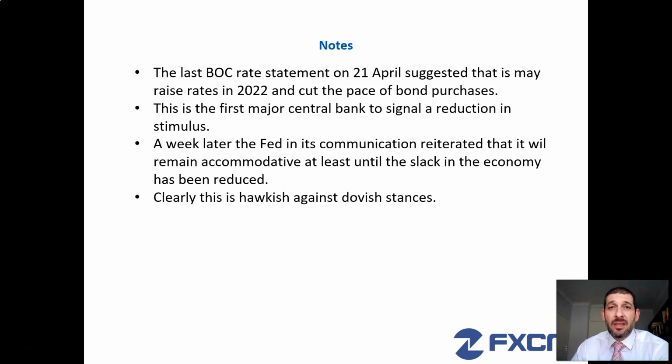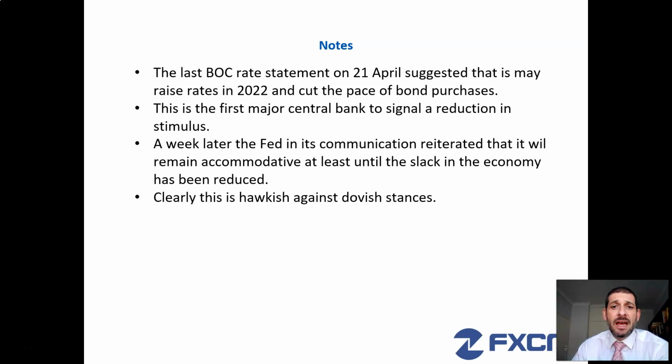Now, a week later, the Fed's communication was really the opposite. The Fed is going to remain accommodative, at least until the slack in the economy has been reduced. So clearly we see a hawkish central bank versus a dovish central bank.